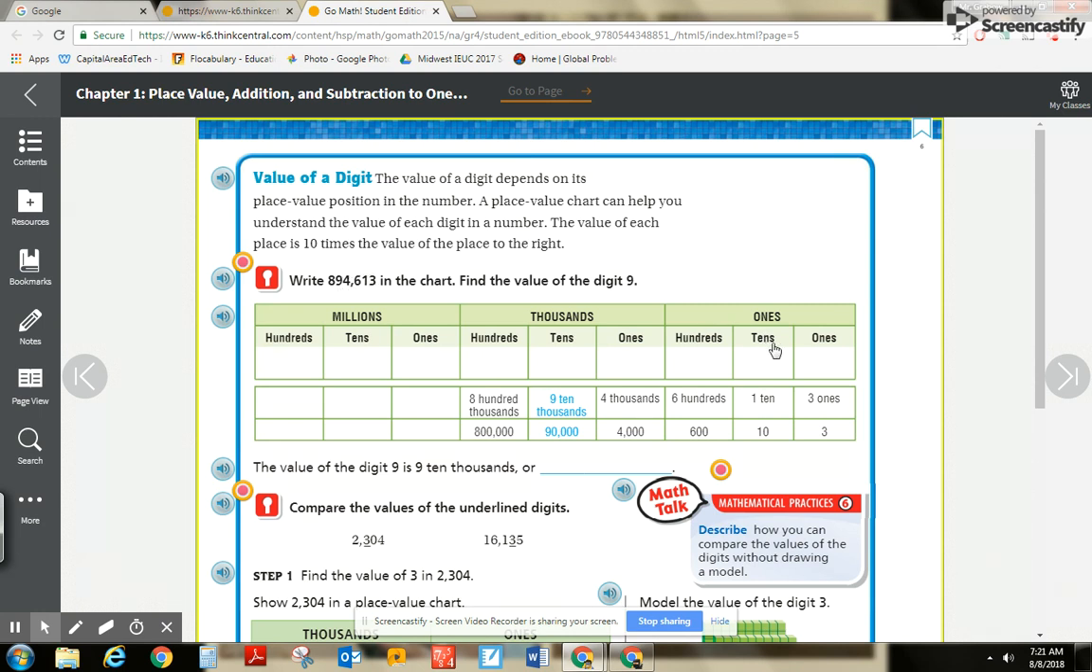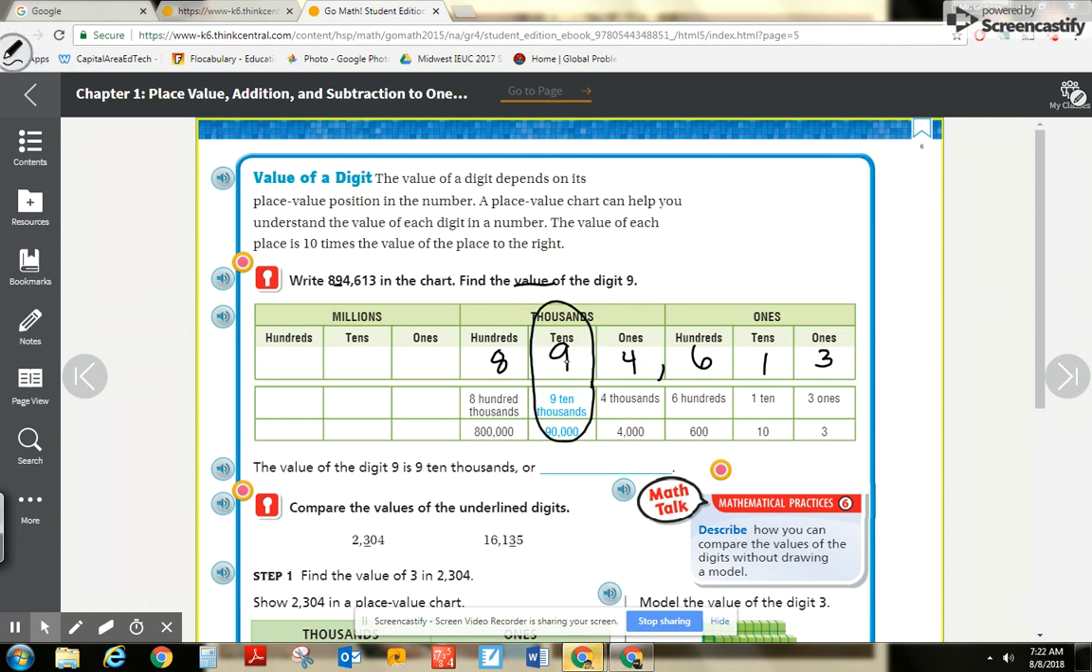894,613. So I'm going to write this in, and I actually kind of write it in backwards, and that helps me make sure that I have all the numbers. 894,613. We want to find the value or how much the 9 represents. So the value is right here of this 9. So I want to see this 9.